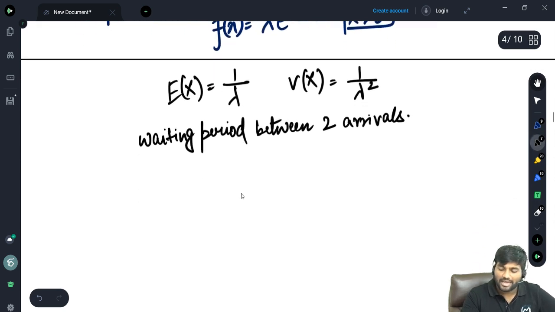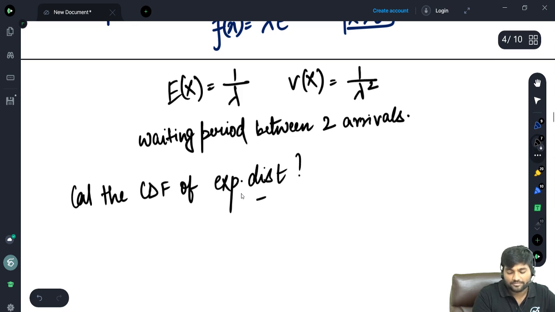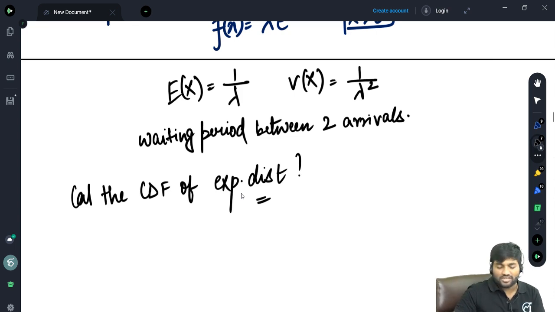Now I'm giving you all a task. Calculate the CDF of exponential distribution. Start. Calculate the CDF of exponential distribution.